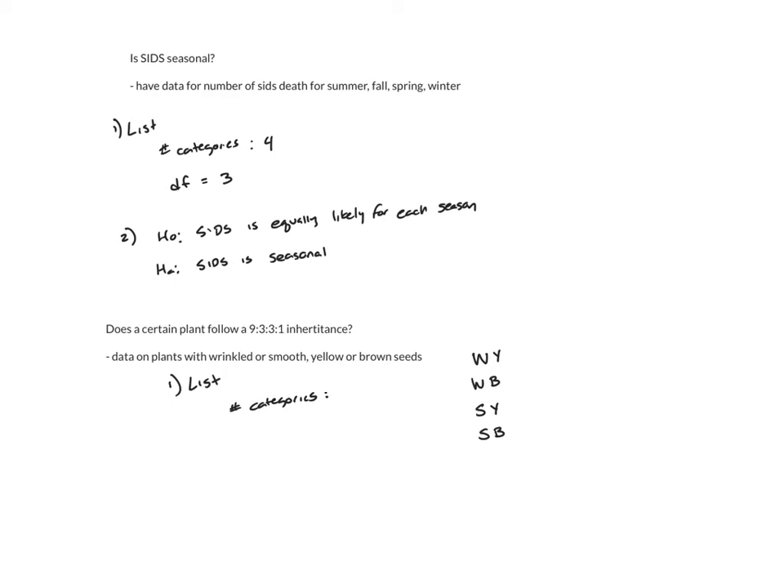I can also tell this because if I look up here, I have 9, 3, 3, 1. I got 4 categories listed there. That means my degrees of freedom is once again 3, because I take the number of categories minus 1. Second step is my hypothesis, my null and my alternative. Now I'm asking, does a certain plant follow a 9-3-3-1 inheritance? My null hypothesis is going to be like, well, okay, yeah, maybe it does.